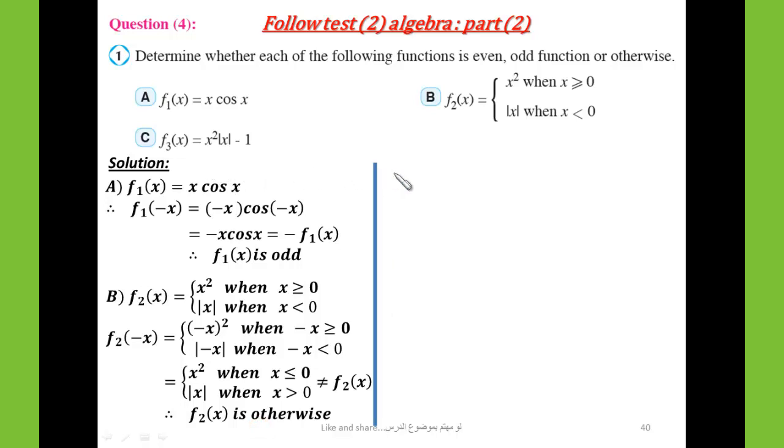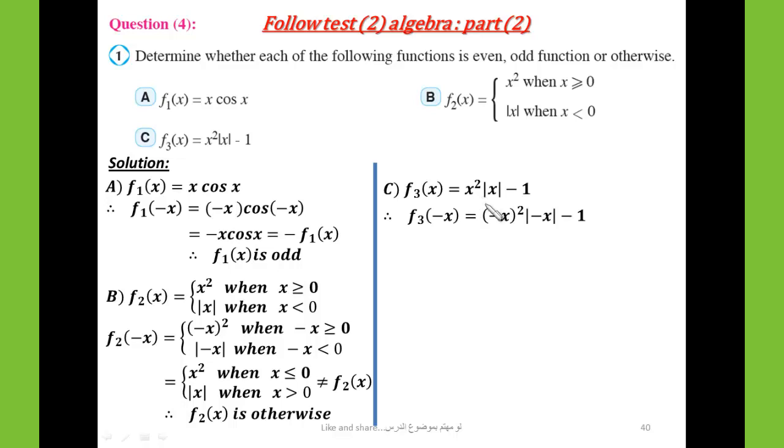we discuss f3 of x. f3 of x equals x square absolute x minus 1. Substituting x equals negative x. What we got? f3 of negative x equals, instead of x we write negative x, so we have negative x power 2. Instead of x we write negative x minus 1, we write it. So it is the same form but changing x to be negative x.